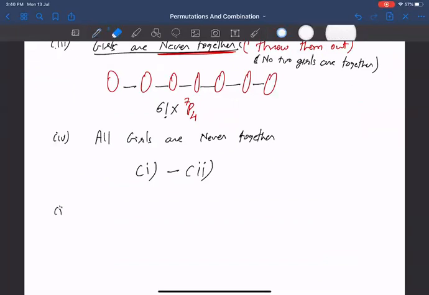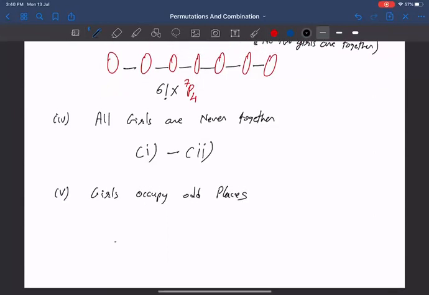Let us take the 5th type, which is a very interesting one. Girls occupy odd places. ये कैसे करते हैं? So how many girls are there? Sorry, how many places are there? 1, 2, 3, 4, 5, 6, 7, 8, 9, 10. How many are odd places? 1, 2, 3, 4, 5 odd places are there.